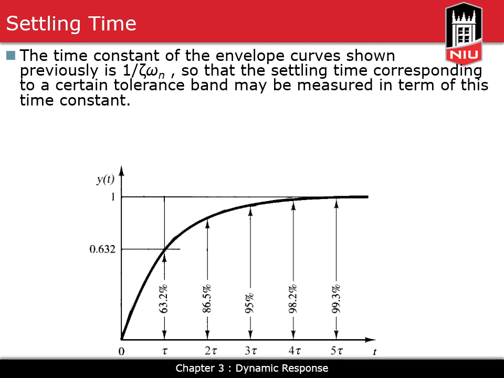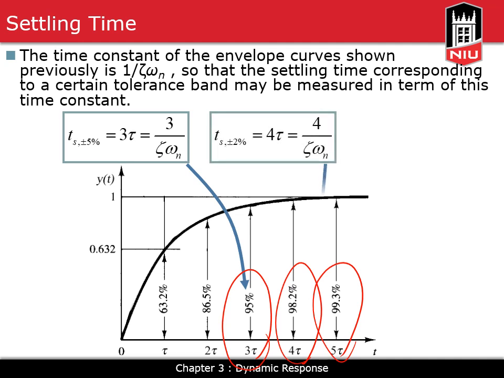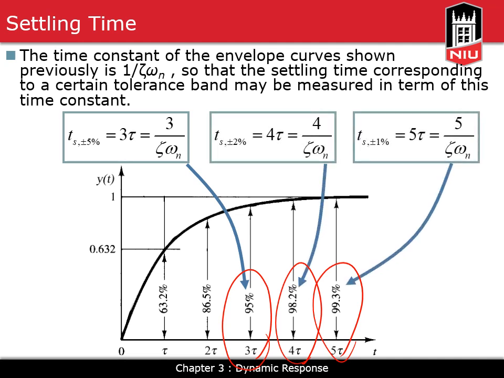So going back to the graph that we had earlier with the time constants, and reaching 95%, 98%, or 99% of the final value, we get our 3 equations for the settling time. Settling time with 5% criterion, or 5% tolerance level, is 3 times tau, which is 3 times 1 over zeta omega n, or simply 3 over zeta omega n. The settling time with 2% criterion is 4 over zeta omega n. With 1%, it's 5 over zeta omega n.